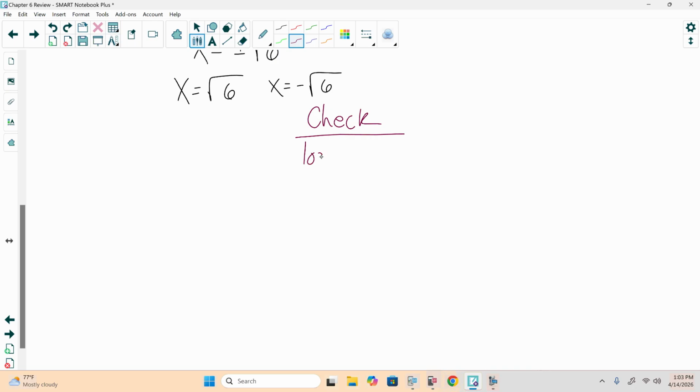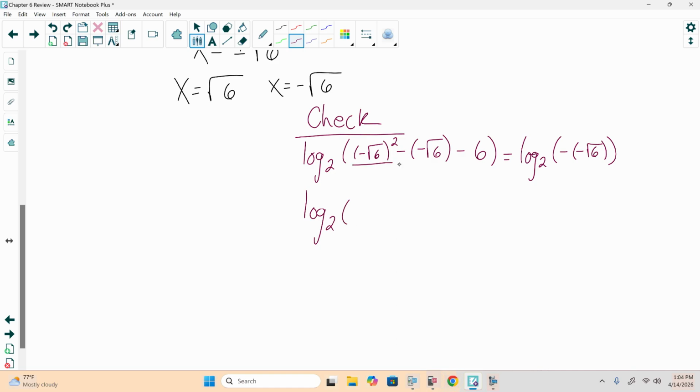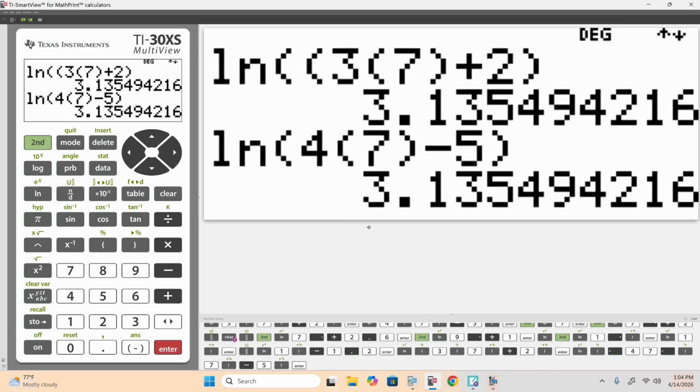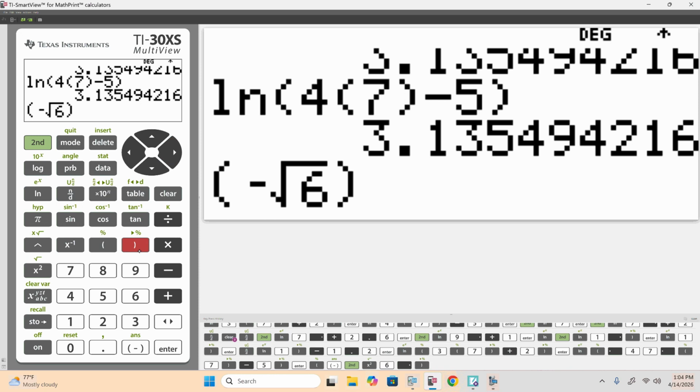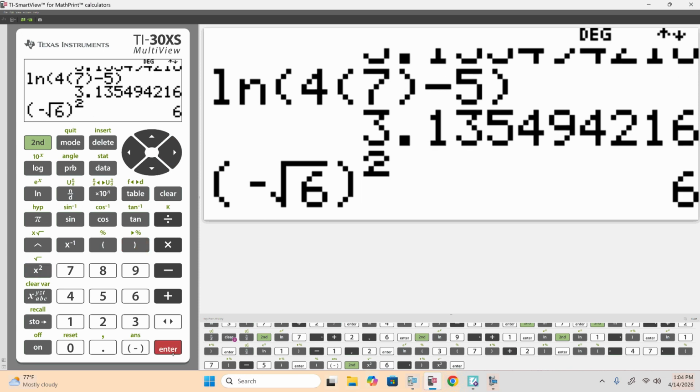Because if we plug it back in, we would get log base 2 of negative square root of 6 squared minus negative square root of 6 minus 6 is equal to log base 2 of negative square root of 6. We replace every x with negative square root of 6. Now let's go piece by piece through it. Negative square root of 6 squared is going to be 6. If you're not sure, we can plug it in.